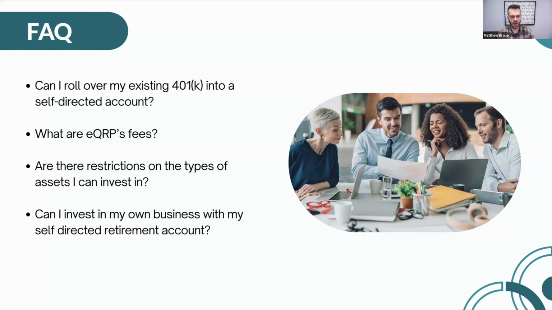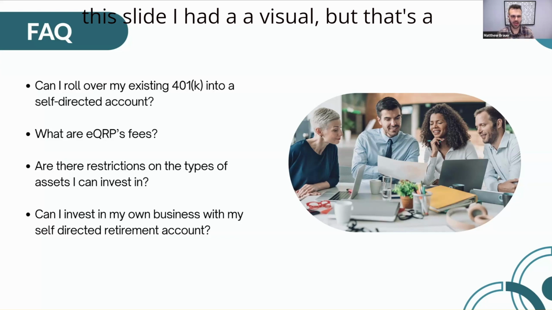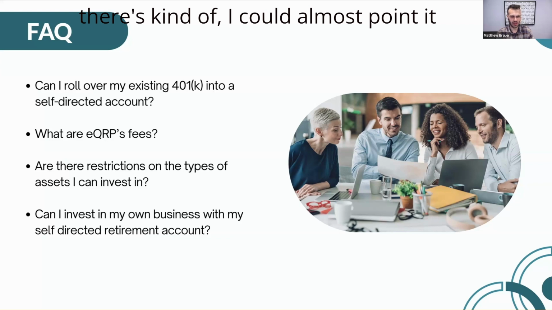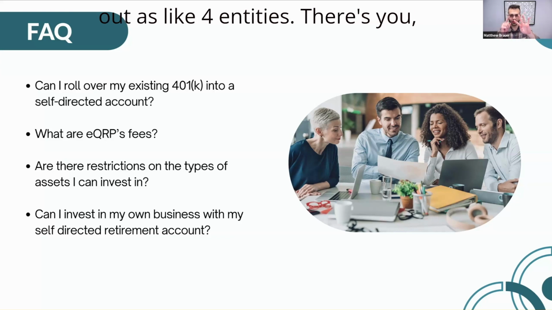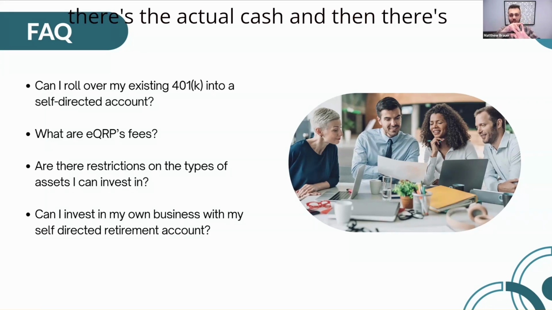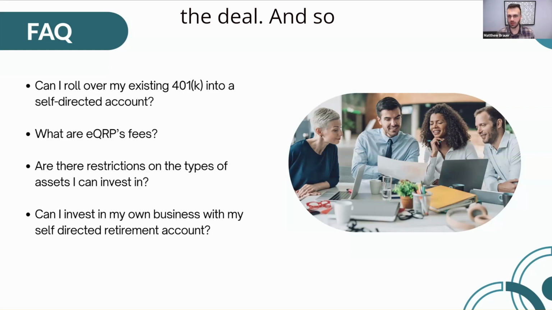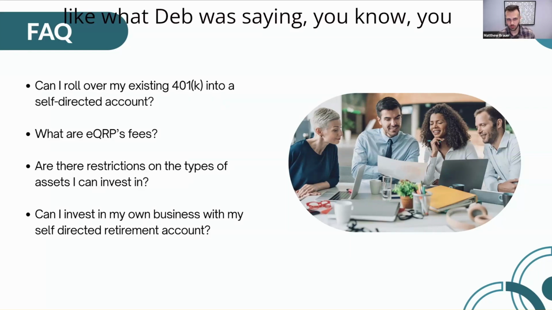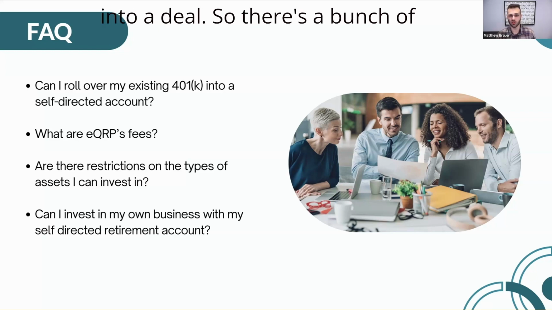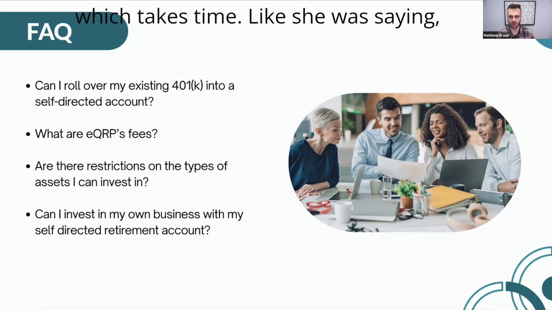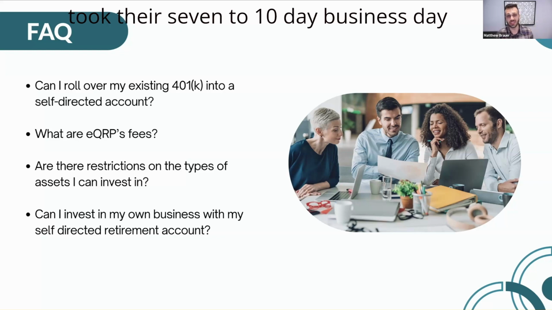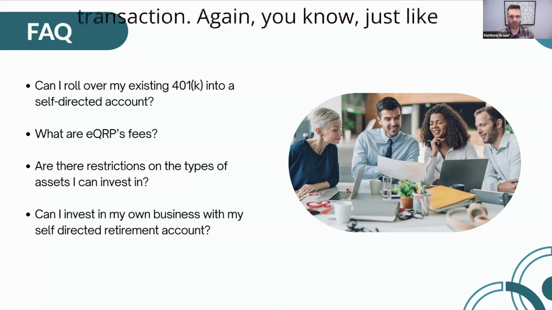I wish for the sake of this slide I had a visual, but that's a great point. In the self-directed IRA, there are almost four entities: there's you, the custodian, the actual cash, and then the deal. Like Deb was saying, you want to move your account, which is really the checking account, into a deal. So there's a bunch of different hoops you have to jump through, which takes time. Like she was saying, I'd have to have somebody spot me and send the money before the IRA custodian took their 7 to 10 business day period to process and approve the transaction.